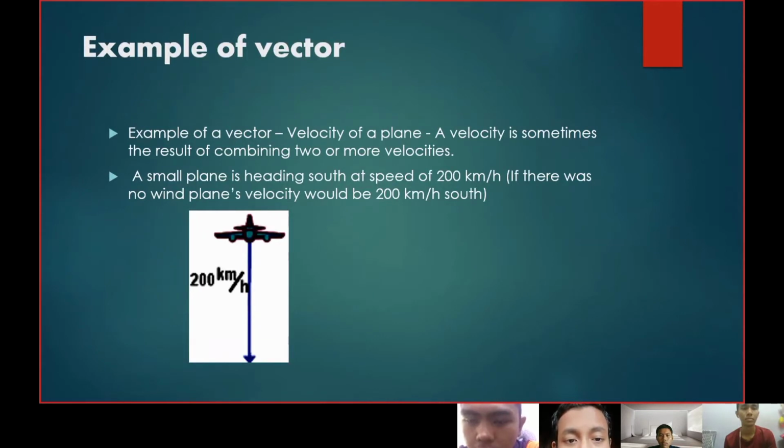Next is an example of a vector: the velocity of a plane. A velocity is sometimes the result of combining two or more velocities. A small plane is heading south at a speed of 200 km per hour. If there was no wind, the plane's velocity would be 200 km per hour south, as in the example.